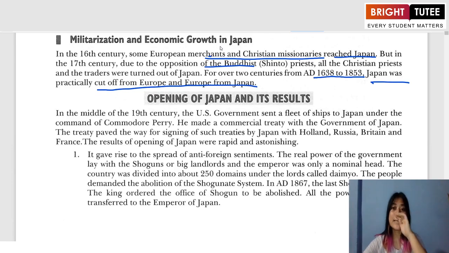So basically earlier Japan allowed foreigners to enter into its country. But after the 17th century, for almost 200 years, Japan completely shut itself from the outside world. It did not allow any entry to foreign travelers, missionaries, or foreign merchants into Japan. And Japanese could also not go out to foreign lands. It was completely cut off from Europe, and Europe was completely cut off from Japan.